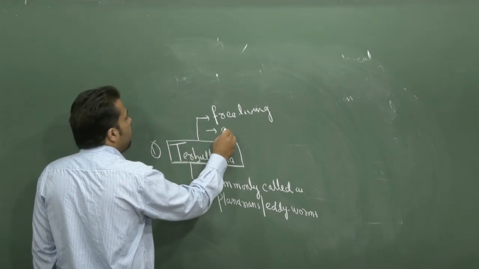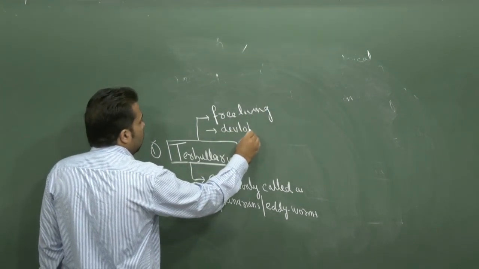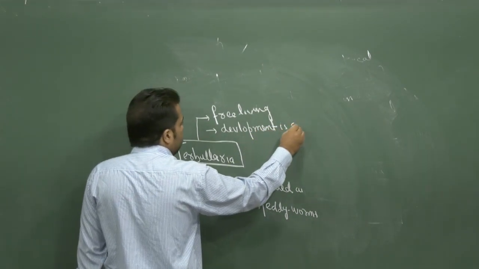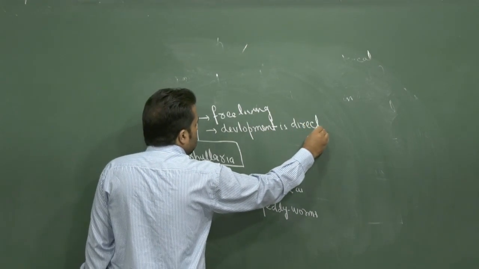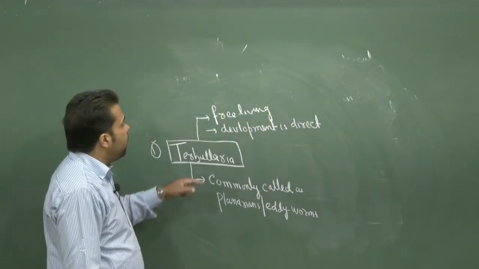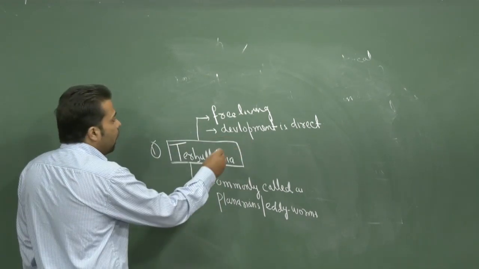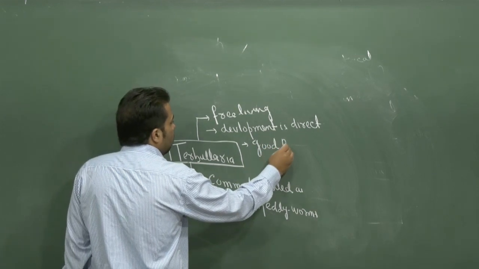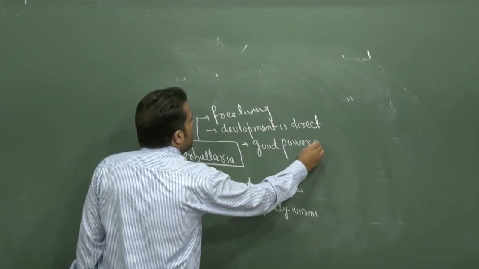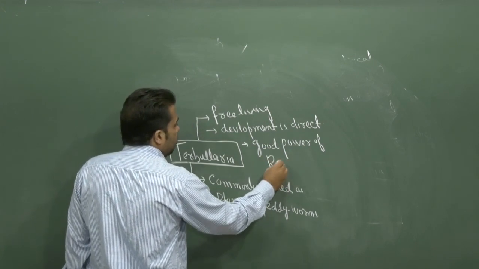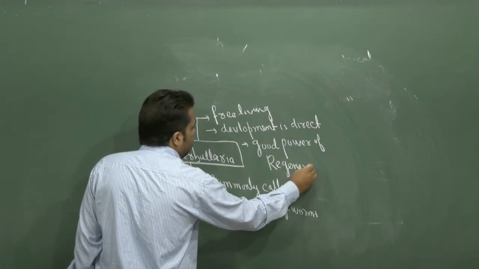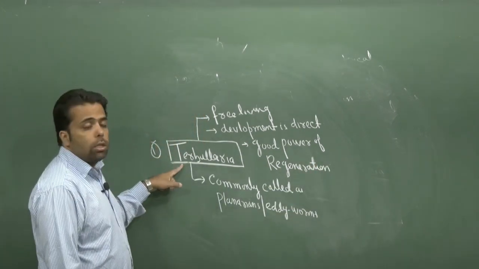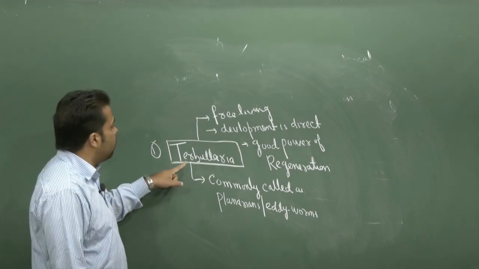And their development is direct. The third point is they have good power of regeneration. So we are discussing the first class of phylum Platyhelminthes, that is Turbellaria.